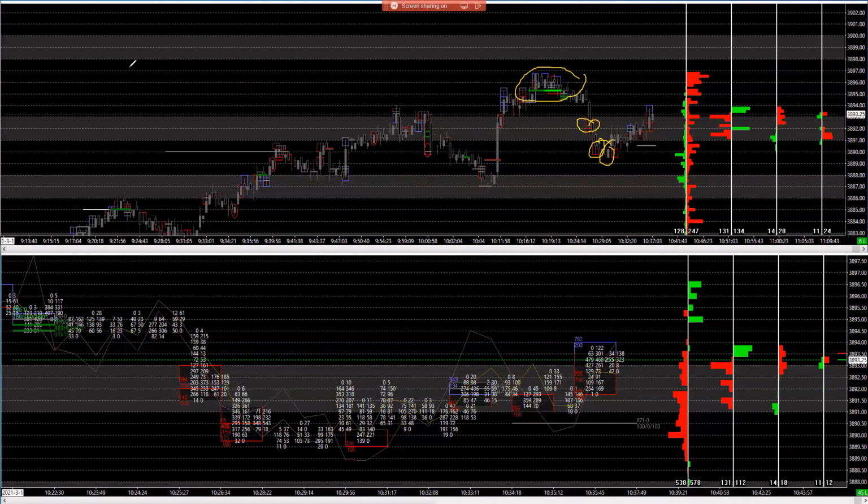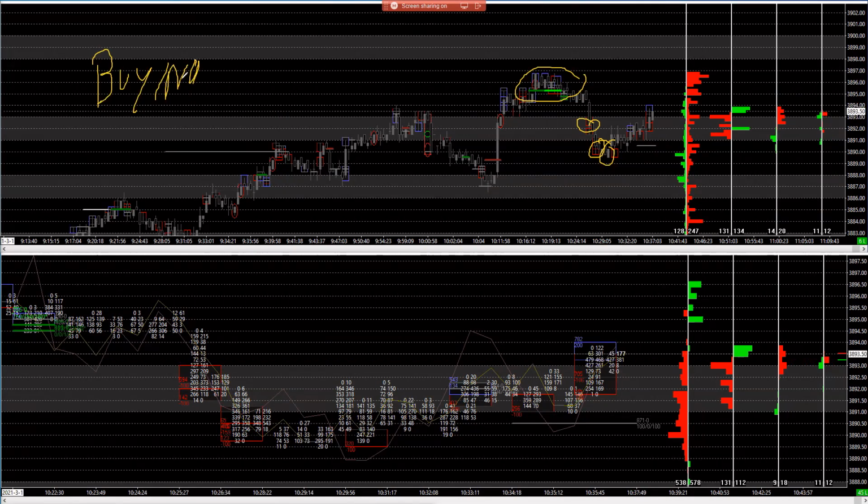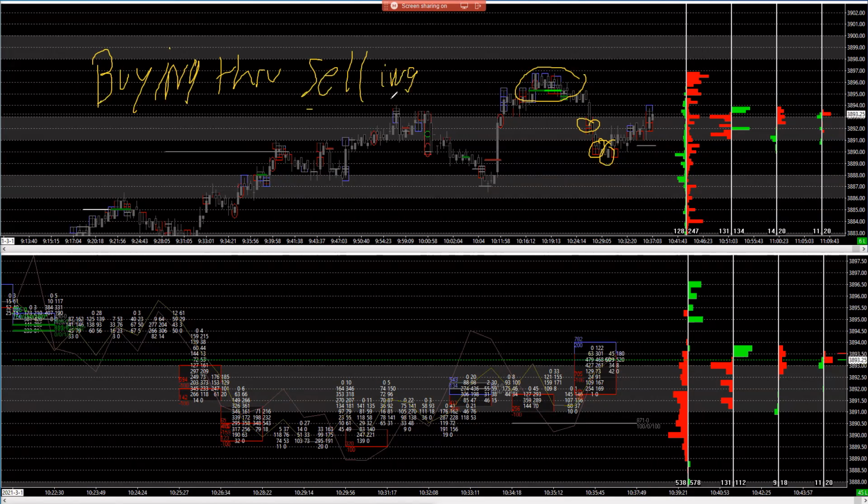A way to say it that I think helps people understand reading order flow is you could identify buying through, and let me spell it, selling. You could identify buying through selling. What does that mean? I could identify an appetite for buyers based on the reaction to selling.